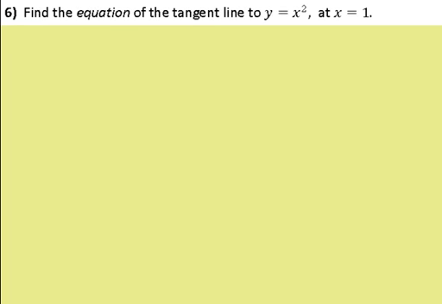In number 6, we want to find the equation of the tangent line to y equals x squared at x equals 1. So for the equation of a line, we can use y = mx + b, or we can use y − y1 = m(x − x1). Either formula works. This is the slope-intercept line formula, and this is the point-slope line formula.